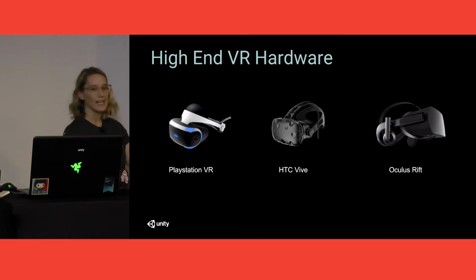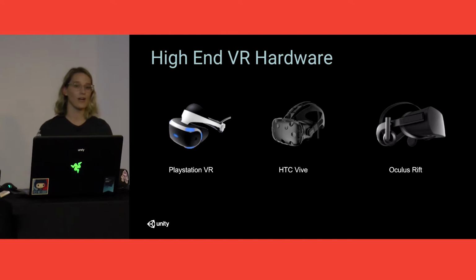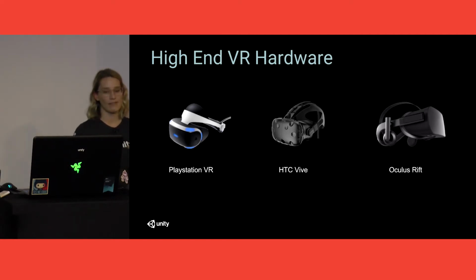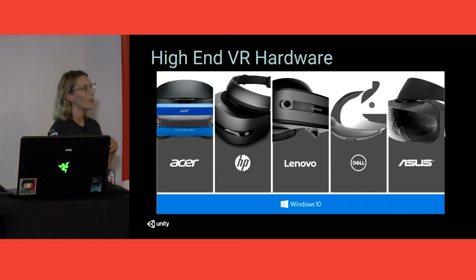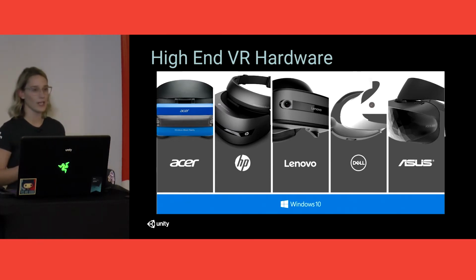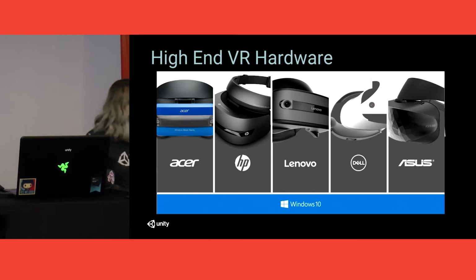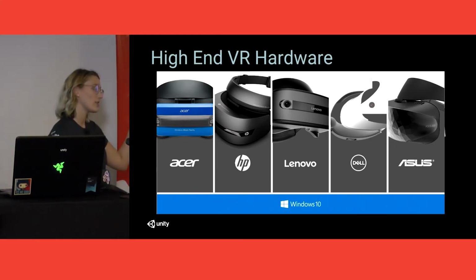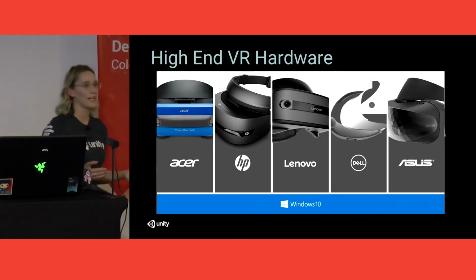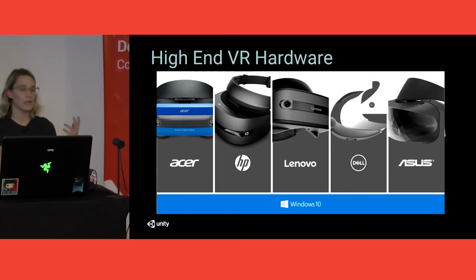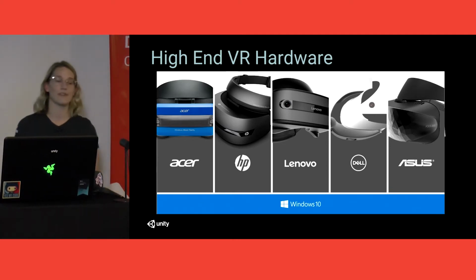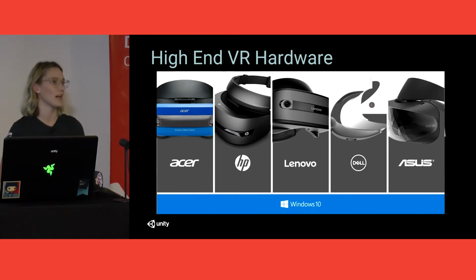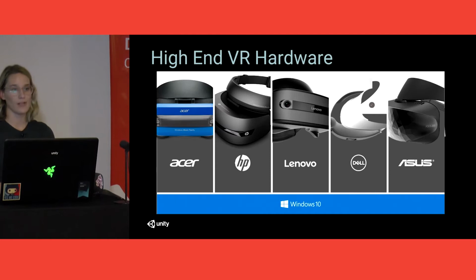Here are the three main hardware platforms for high-end VR. PlayStation VR, HTC Vive, and Oculus Rift. I'm going to be demoing on an Oculus Rift today. And then there's also a bunch of Windows mixed reality headsets that came out earlier this year. And these are actually a handful of different headsets that all work on Windows 10 and all use the same SDK that's built into Unity. So you can build to Microsoft mixed reality using any of these headsets. And these headsets are actually a little bit more affordable than some of the other options. So I'm sure we're going to be seeing a lot of them coming out soon.